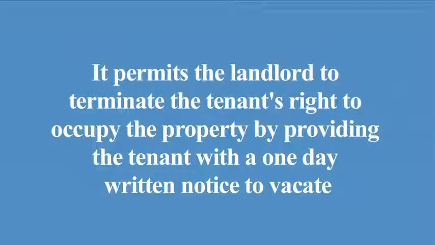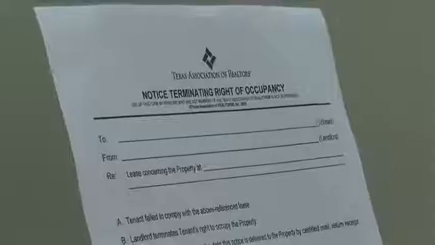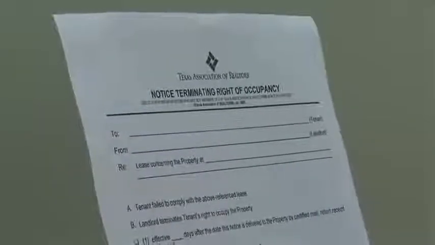Most importantly, this paragraph permits the landlord to terminate the tenant's right to occupy the property by providing the tenant with a 1-day written notice to vacate if the tenant violates the lease. Pay careful attention to this paragraph, as a 3-day notice to vacate is not required.